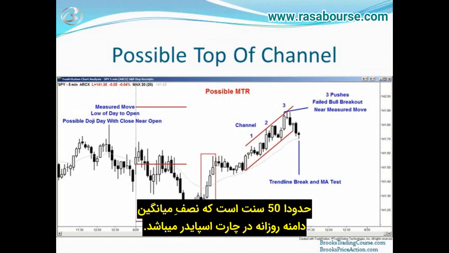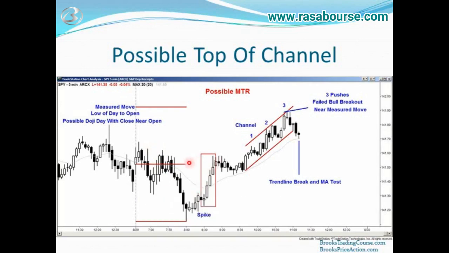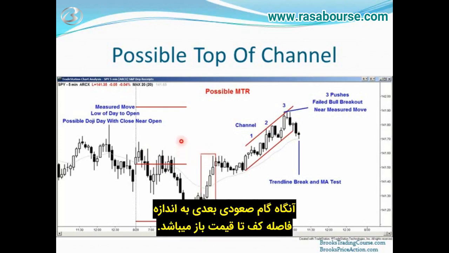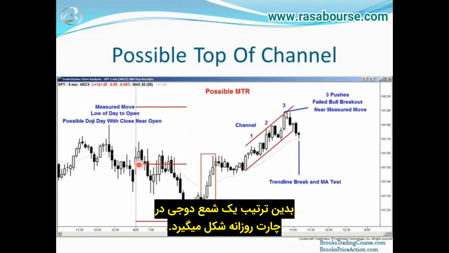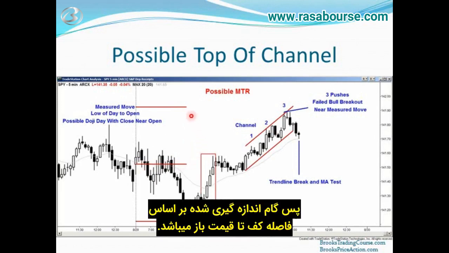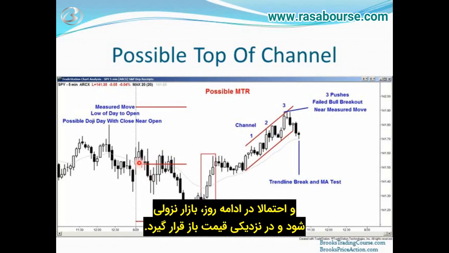It's about 50 cents, about half of an average daily range in the SPY. And then the market rallied strongly back up to the open of the day. If it breaks above the open of the day, it may go up for the same number of ticks that it fell below the open of the day, and if so, the market may come back and close back around the open of the day, setting up a doji bar on the daily chart. So there is resistance around a measured move up from the low of the day to the open of the day, and the market may sell off later in the day back down to the open of the day.